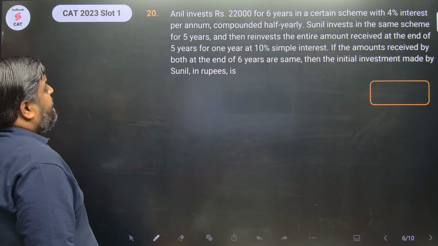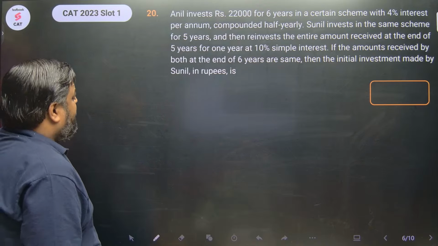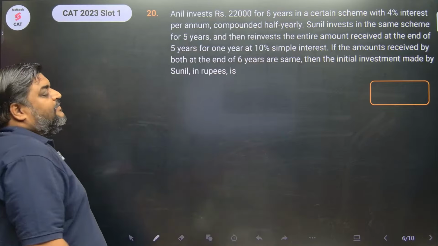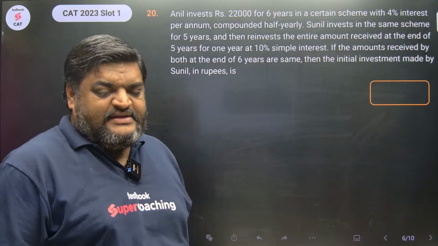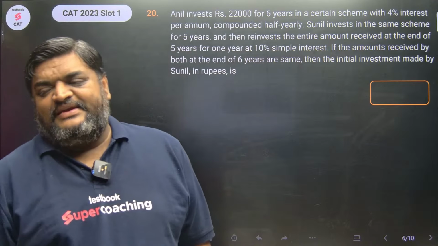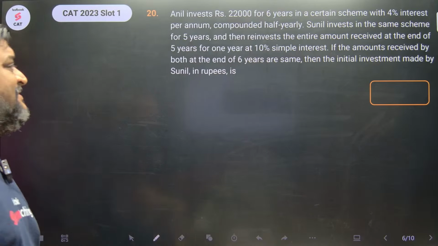Anil invests 22,000 for 6 years in a certain scheme with 4% interest per annum. Rithik remembers the answer to this, right? Rithik said when we were doing this question about 2 weeks ago that he remembered the answer. Rithik, tell me the answer. Okay, there is Anil. Anil invests 22,000 for 6 years in a certain scheme with 4% interest per annum compounded half yearly.